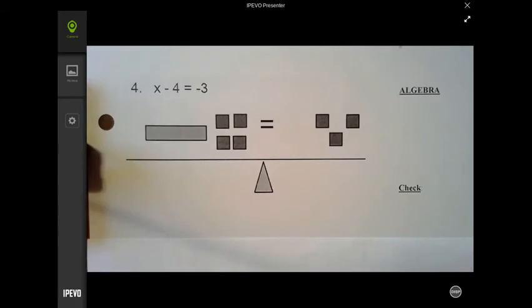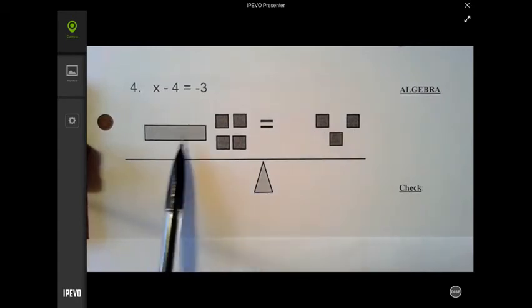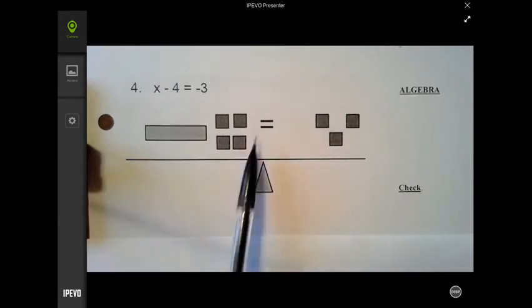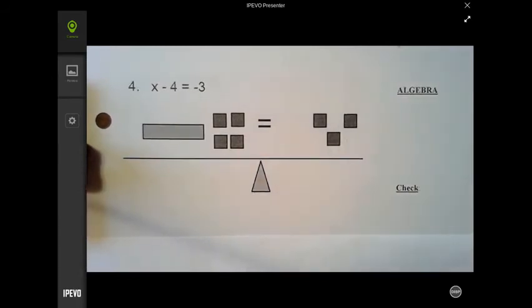In example 4, we have the equation x minus 4 equals -3. This is my variable x. These are 4 negative squares, which is -4, and then 3 more negative squares, that's our -3. We need to get x all by itself, all right? So I would want to take away these 4 negative squares, but I can't do that over here because there's only 3 negative squares. So again, I'm going to have to create my 0 pairs.